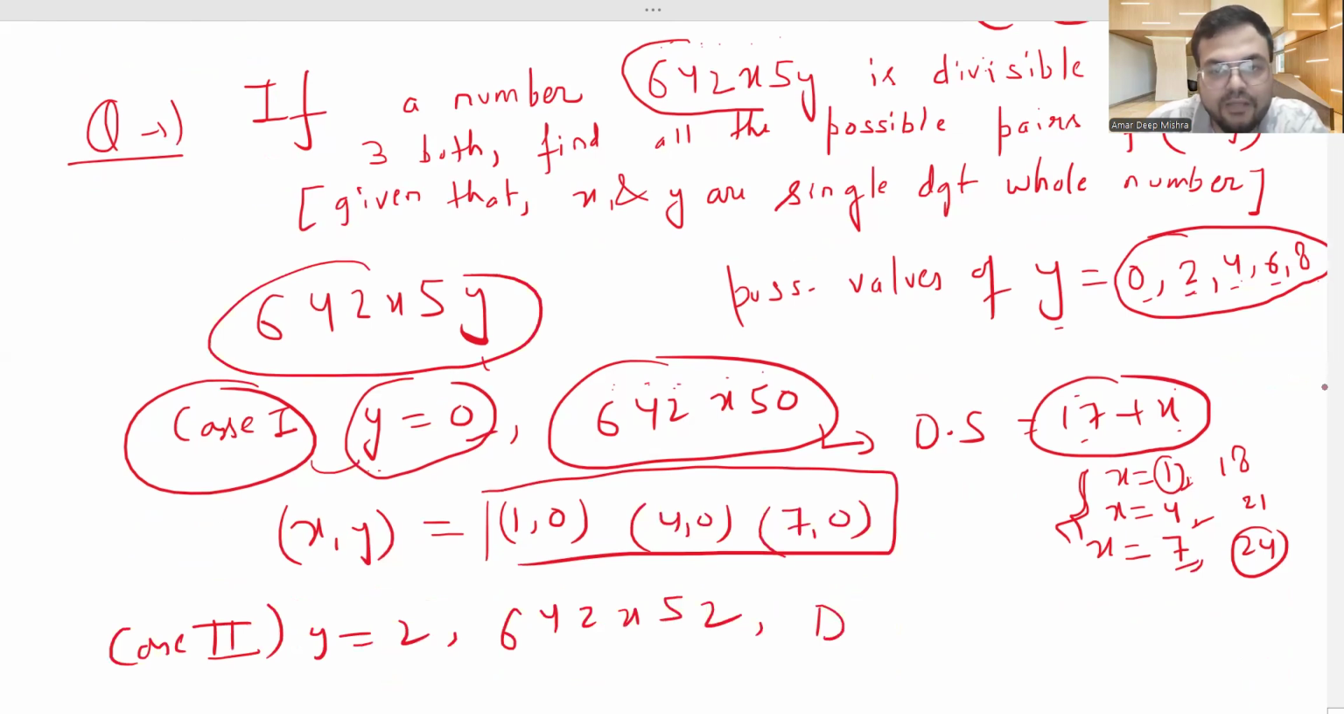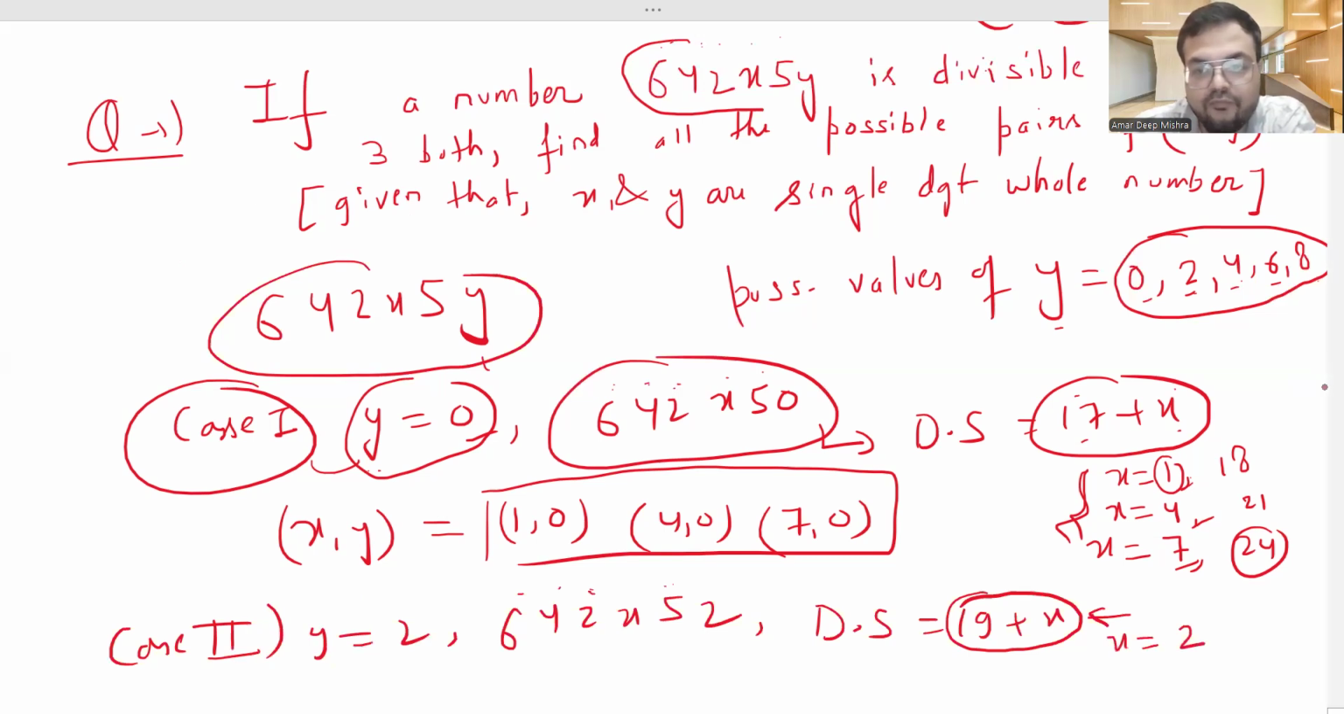And the digit sum will become what? 19 plus x, right? 6 plus 4, 10, 10 plus 2, 12, 12 plus 5, 17, 17 plus 2, 19, 19 plus x. So for 19 plus x, what can be the value of x so that this digit sum gets divisible by 3? The value of x would be 2, then 5, and then 8. If you take 2, the digit sum will become 19 plus 2, 21, which is divisible by 3. If you take 5, 19 plus 5, 24. If you take x value 8, this will become 19 plus 8, that is 27.